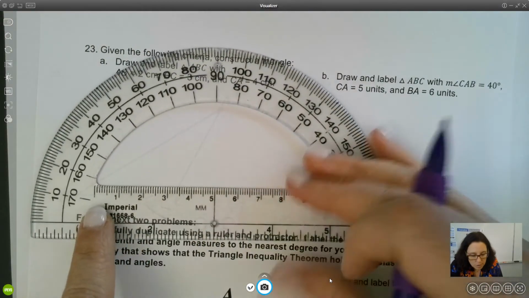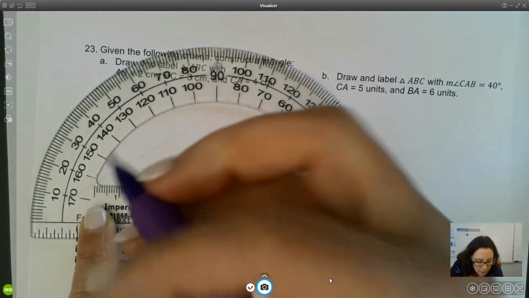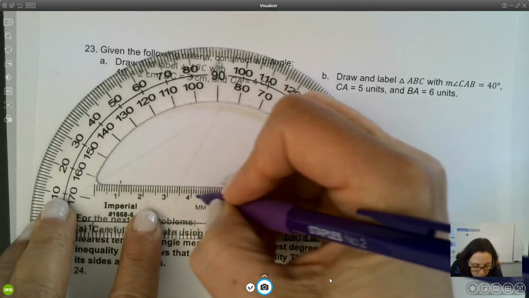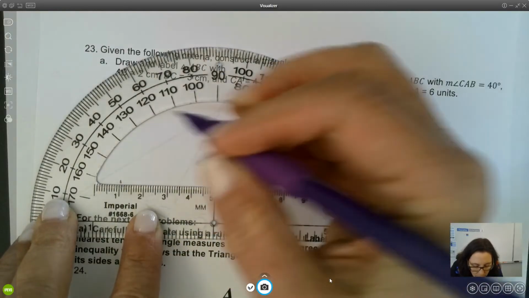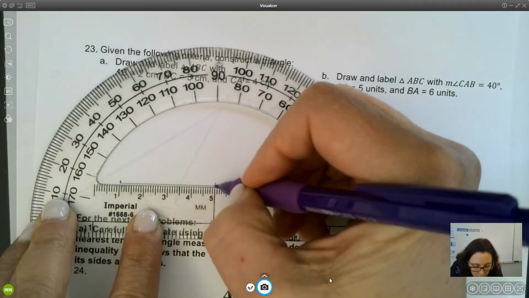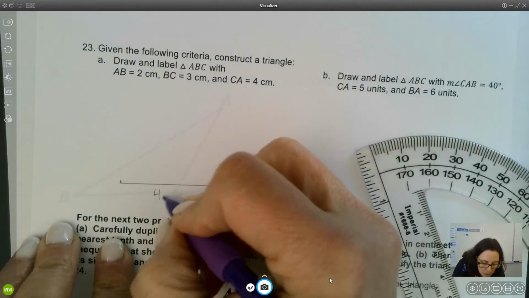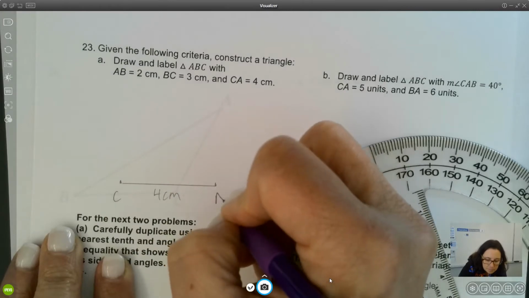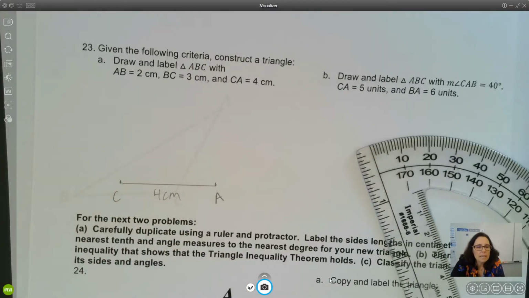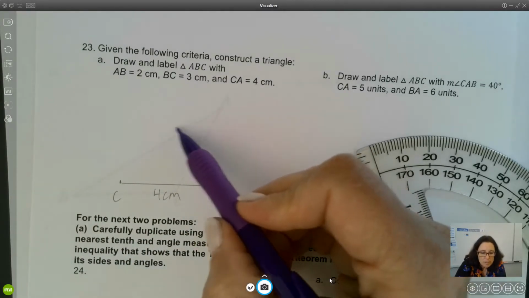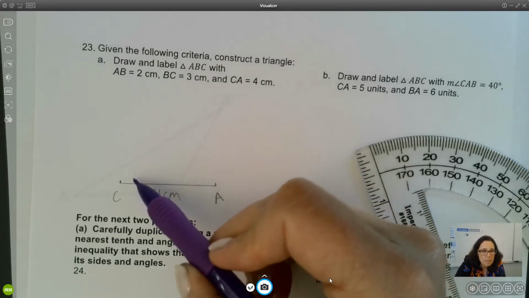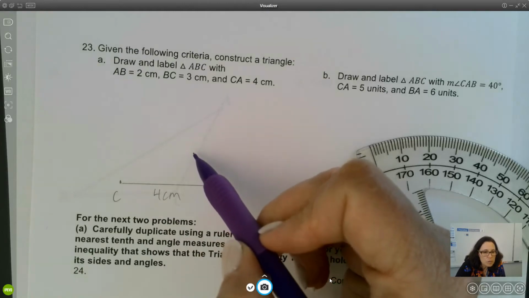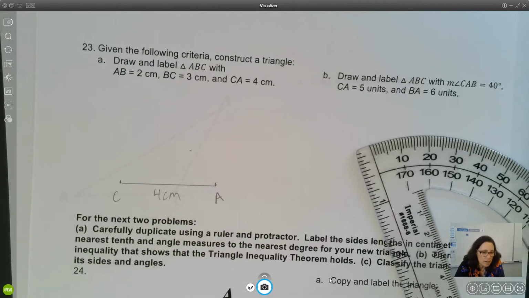okay, do you see how my 0 is kind of off? I can't mark it. I'm going to mark 1, and if I want 4 centimeters, aren't I going to 5? Okay, I just did 4 centimeters. So that's CA. Okay, now I need B up here somewhere so that BC is 3 and AB is 2. So I need to try like something there-ish.